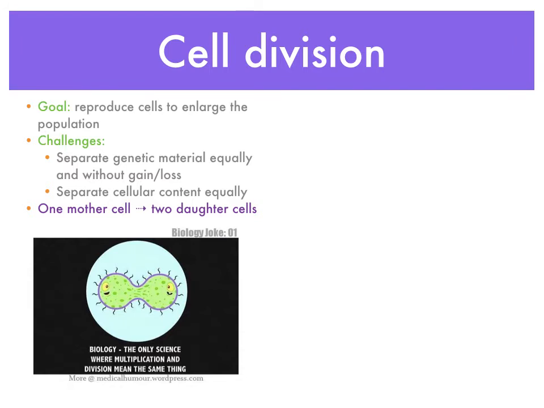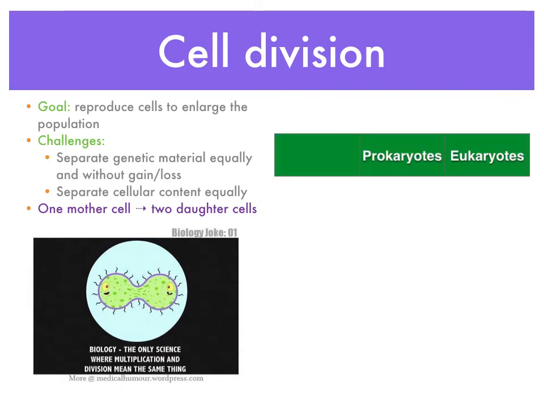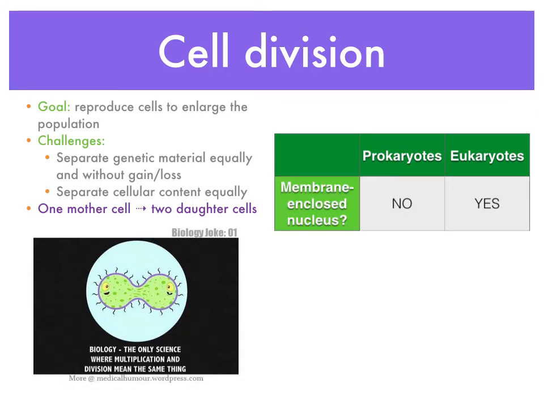So I said that cell division is a tightly regulated process. However, it doesn't occur exactly in the same fashion for prokaryotes and eukaryotes. So first of all, you probably remember that one of the main differences between prokaryotes and eukaryotes is the presence of a nucleus in eukaryotes only, while prokaryotes don't have a membrane-enclosed nucleus. So it will slightly change the way the division of the genetic material will occur.